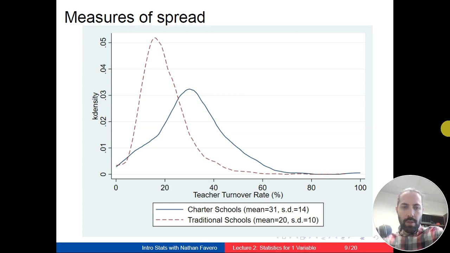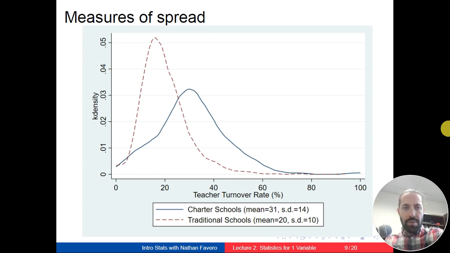So each observation, each row of data is going to be one school district, and we have different values for what the teacher turnover rate might be. So in one school district, it might be that they have a turnover rate of 20%. Another school district could have a turnover rate of 30%, right? And that's what's being plotted, is what those different values are here.